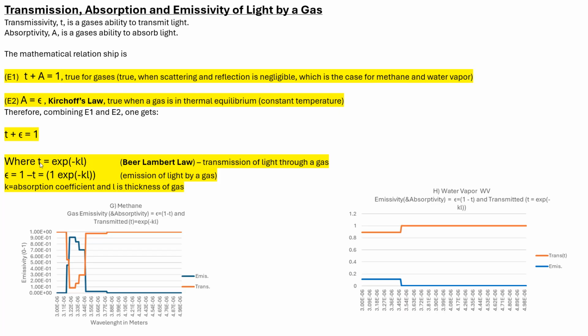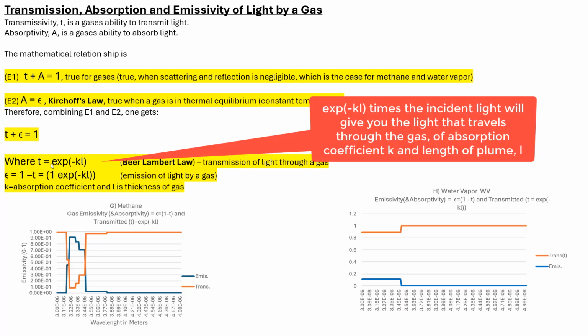Beer's law says transmittance is equal to this exponential, e to the negative KL. So multiply some light that's incident, say at the bottom of a cloud of methane. By the time it's transmitted through that cloud of methane, multiply it times the exponential of the absorption coefficient times the length it had to travel through the gas, and you have the light on the other side.